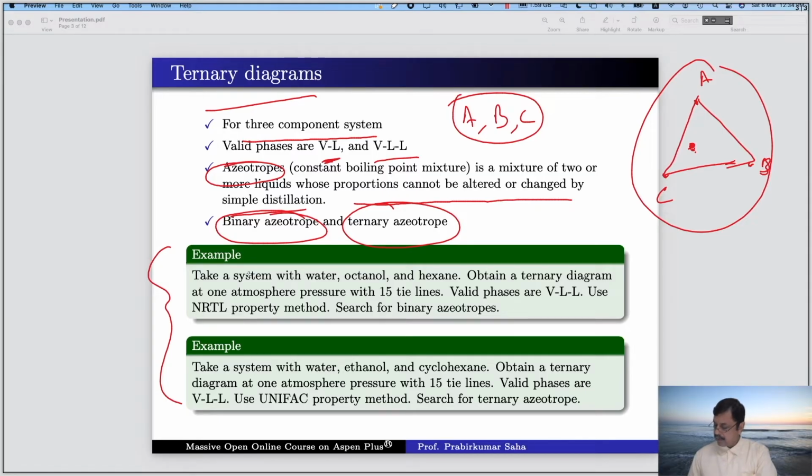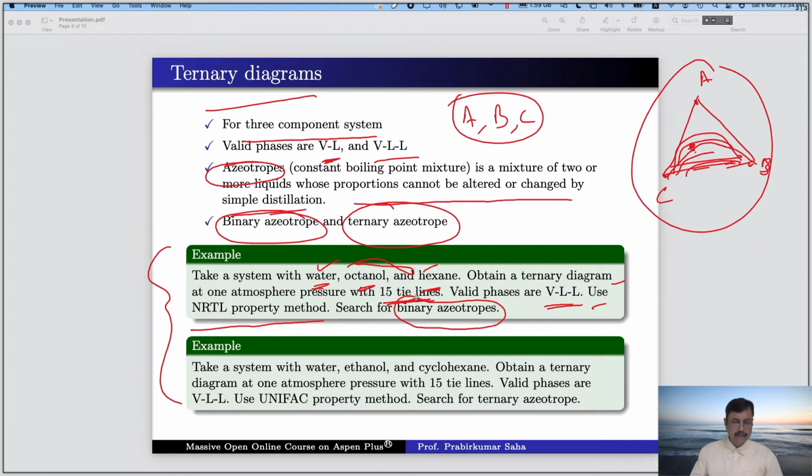First, we take this first example. We have three components: water, octanol, and hexane. We are asked to obtain a ternary diagram at 1 atmosphere pressure with 15 tie lines. Valid phases are vapor, liquid, liquid, because we have water and hexane, and they are not that miscible. We are asked to use the NRTL property method, and we have to search for binary azeotropes. So this is our first task.